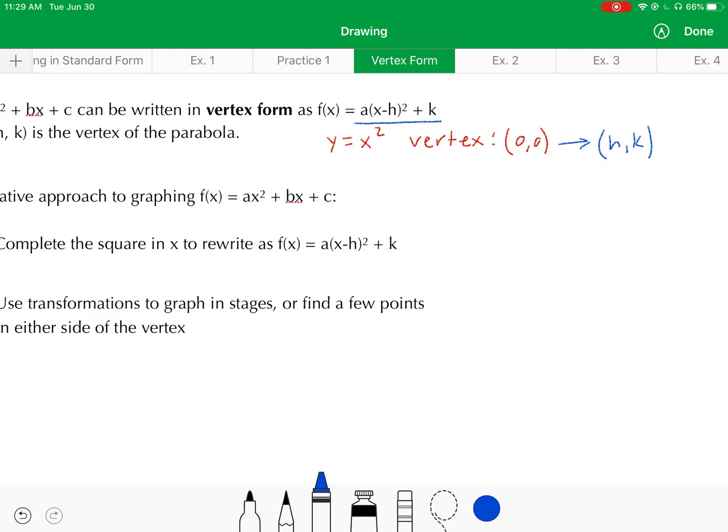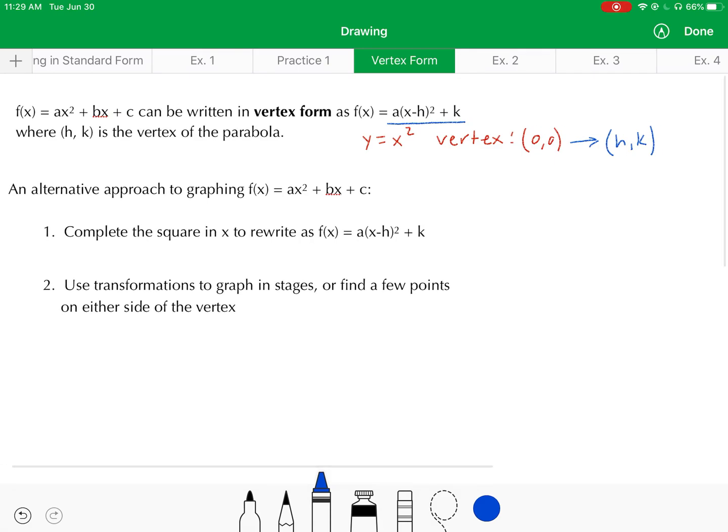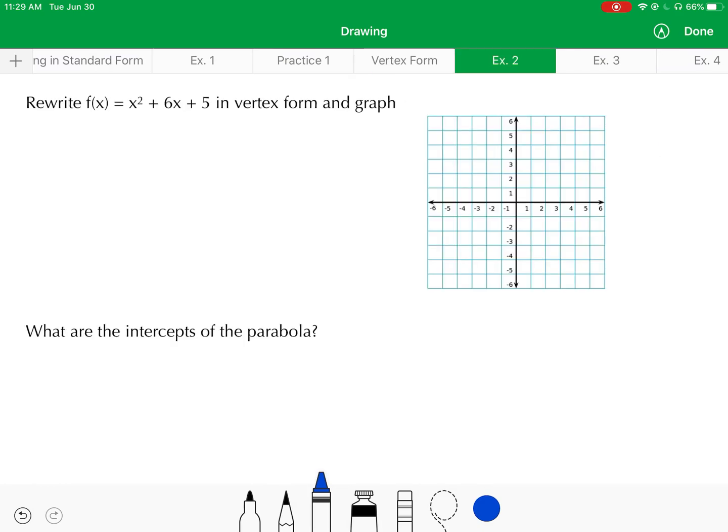So an alternative approach to graphing something in standard form is you could first put it into this vertex form. And once you're in vertex form, use your transformation rules to plot your points, all right? So that's what we're going to do here in example 2, okay? We're going to rewrite this function from standard into vertex form, then we're going to graph it, okay?